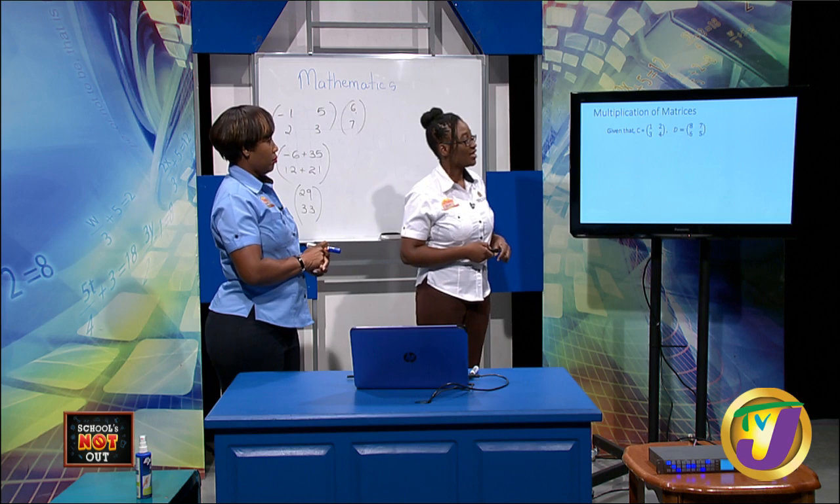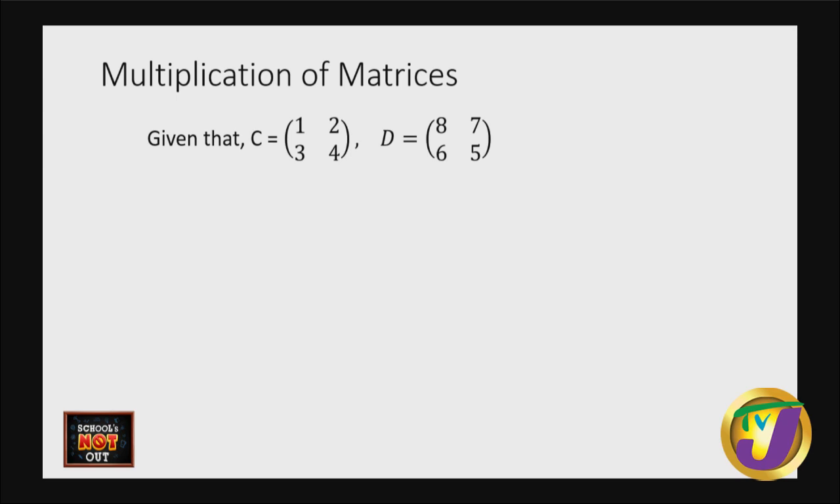So we want to examine matrix C, 1, 2, 3, 4, and matrix D, 8, 7, 6, 5. And we want to see if we're able to find the result of C times D. See, it's clicking. All right, so C times D.